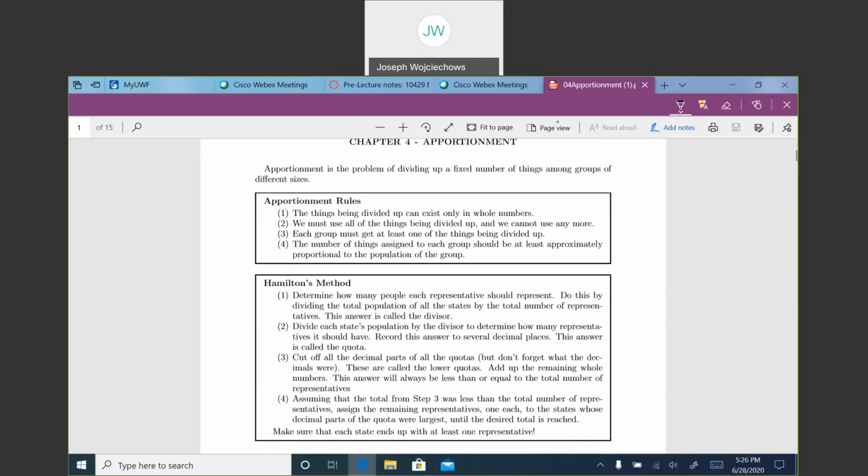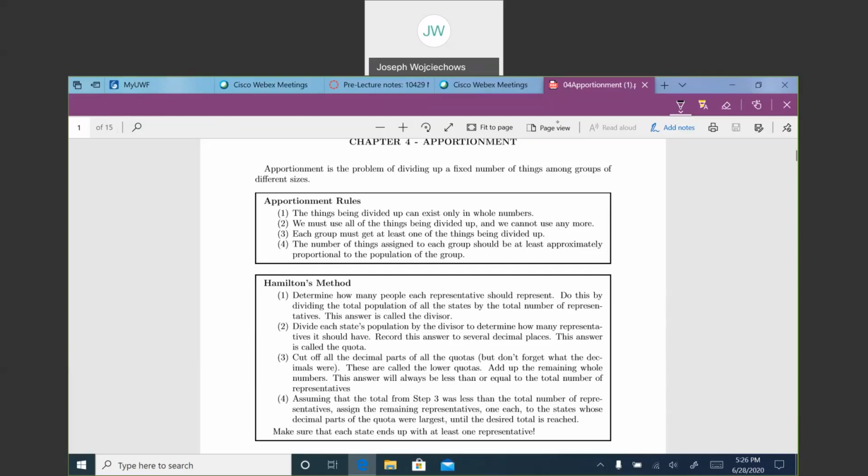Number 2, we must use all of the things being divided up and we cannot use any more. Number 3, each group must get at least one of the things being divided up. Number 4, the number of things assigned to each group should be at least approximately proportional to the population of the group. So, what are we talking about here?